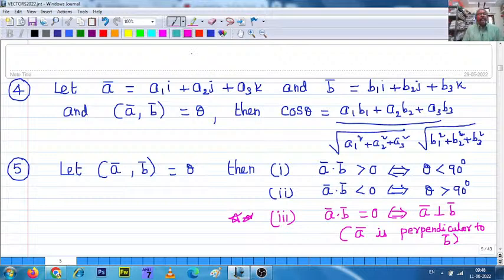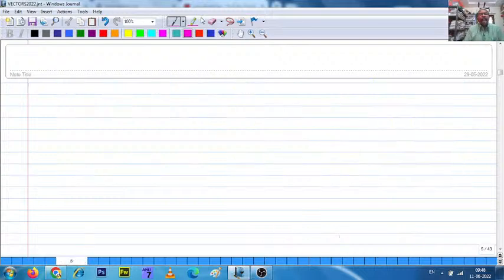Okay, right. So next let us move to the next concept, the sixth concept. Let's have a discussion on the sixth concept.